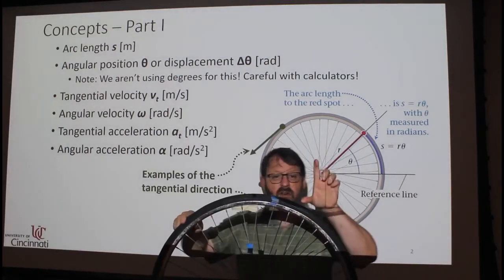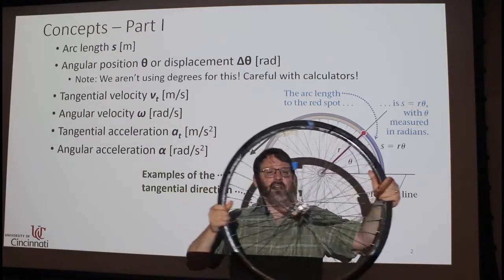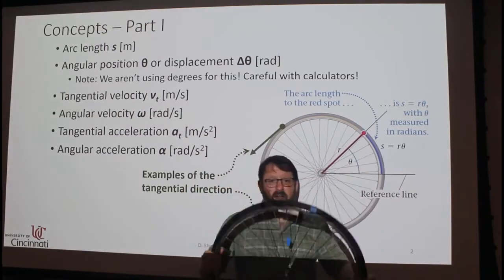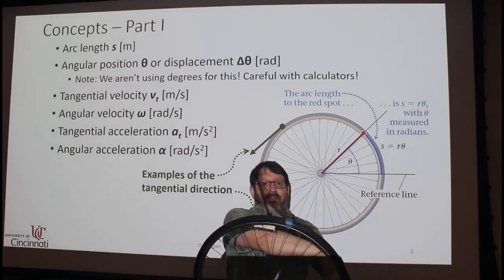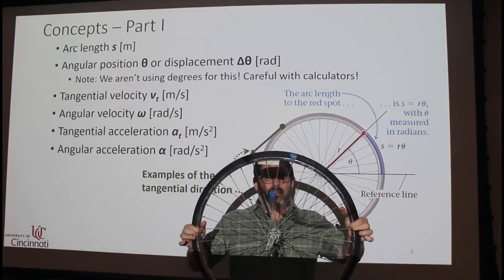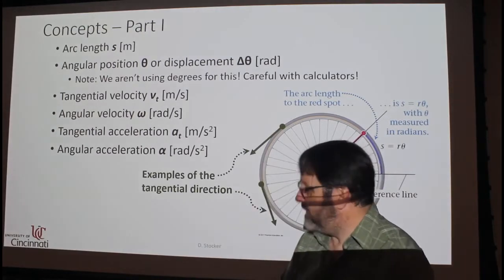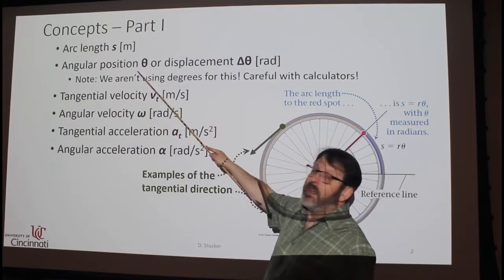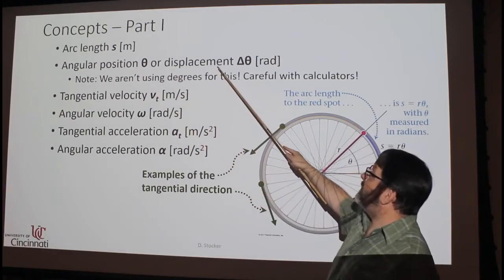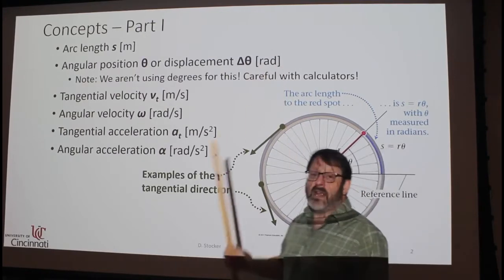So if I want to know the arc length between this position and this position, I can't go straight across, I follow the circle around. And it's this length, the length of the rubber of the tire, that defines the arc length. So we use S for that, measured in meters. Also, angular position, theta, or angular displacement, delta theta, these we're going to measure in radians.